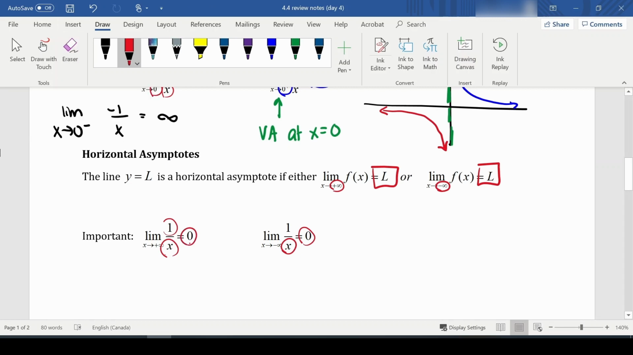So if I have 1 over something very large, or 5 over something very large, or 10, that top number could really be any constant. If I divide a constant by infinity, that should approach 0.